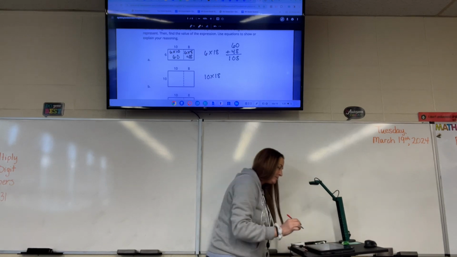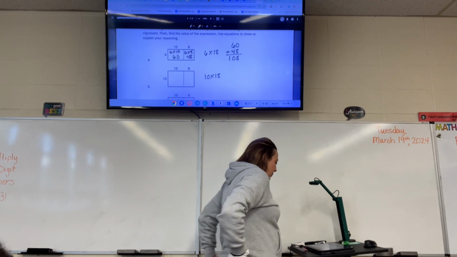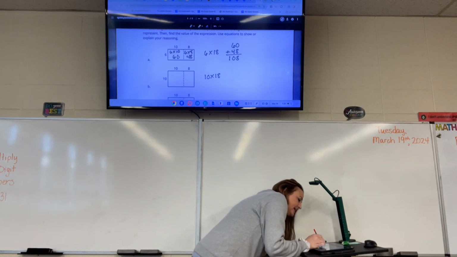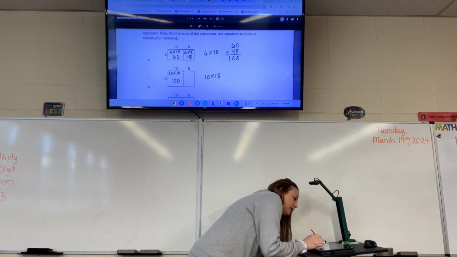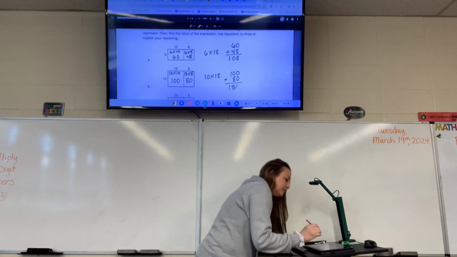108. Okay? For the next box, what are we going to multiply for the first box? 10 times 10, which of course equals 100. What are we going to multiply for the second box? 10 times 8, which equals 80. And our last step, stack them and add them. So we will get 180.